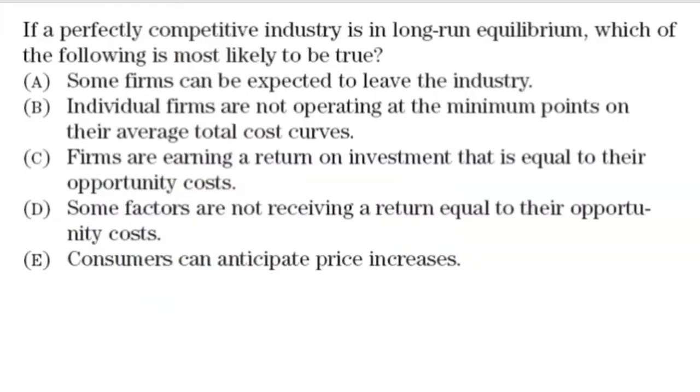All right, so let's call this question 1. If a perfectly competitive industry is in long-run equilibrium, which of the following is most likely to be true? Well, remember, long-run equilibrium is where we're absolutely efficient, where the minimum of the ATC intersects with marginal revenue and marginal cost. So A, some firms can be expected to leave the industry. Well, no, because there's no economic profit being made, so there is no incentive to leave or enter into the industry.